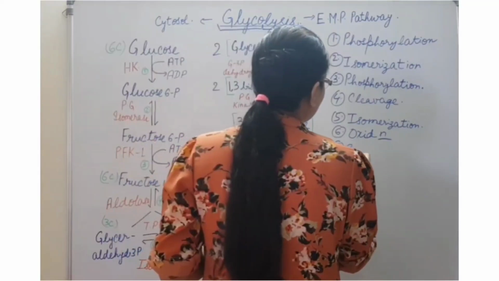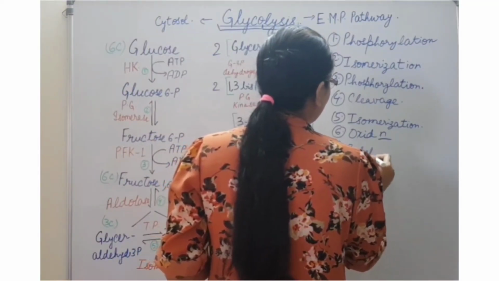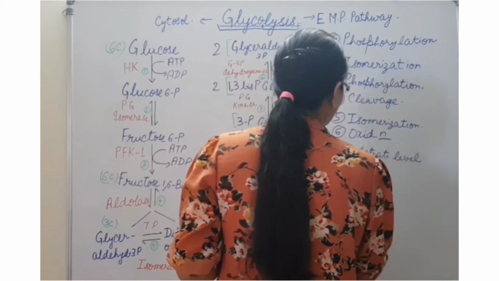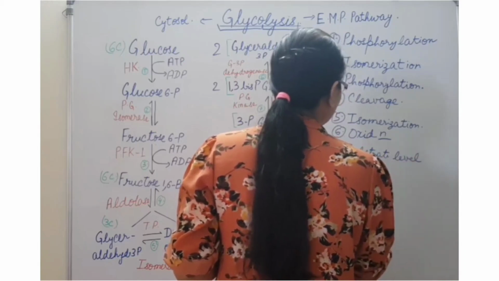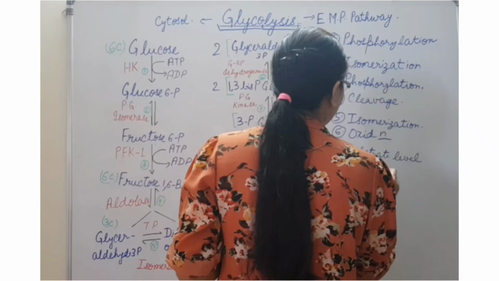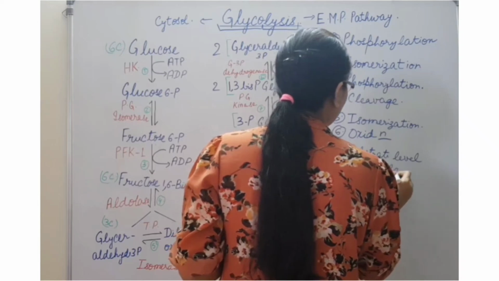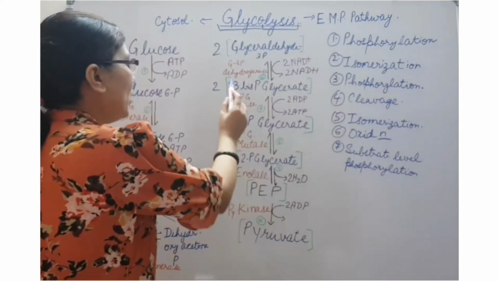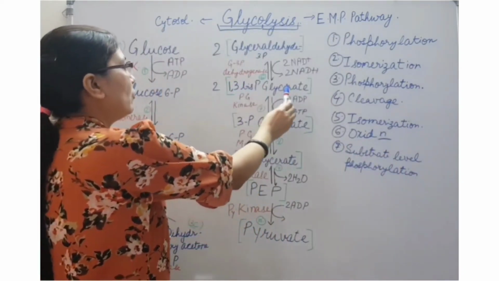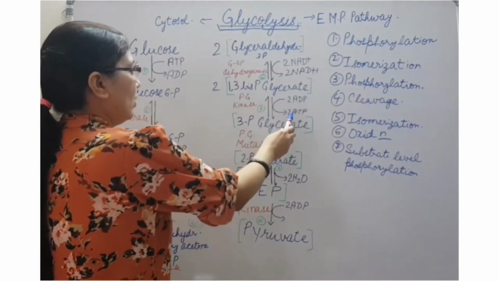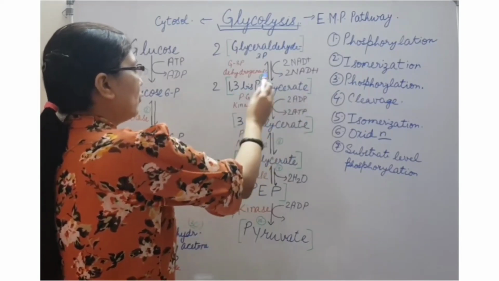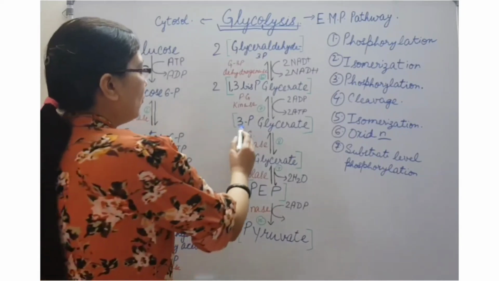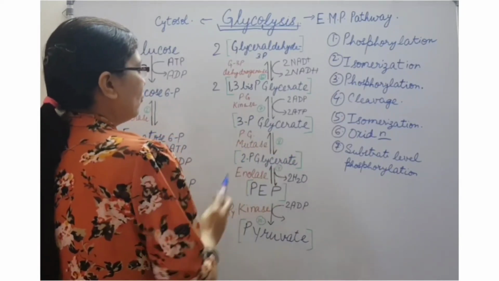This step is the substrate level phosphorylation, because here the phosphate group is transferred from 1,3-bisphosphoglycerate to ADP to convert it into ATP, and this 1,3-bisphosphoglycerate is a substrate. Now in the next step, 3-phosphoglycerate is converted into 2-phosphoglycerate.